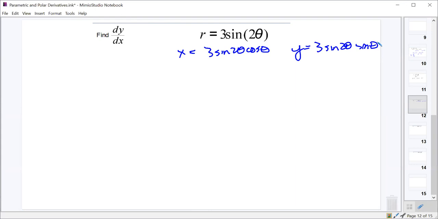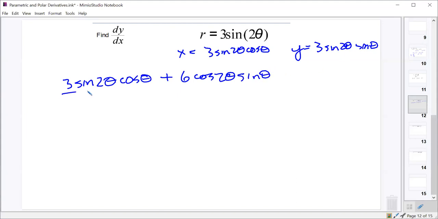Dy dx should be dy d theta over dx d theta, so what's the derivative of y with respect to theta? It should be 3 sine 2 theta times the derivative of sine, which is cosine theta, plus our sine theta times the derivative of 3 sine 2 theta. So the derivative of 3 sine 2 theta is 6 cosine 2 theta times the sine theta. Everybody good with dy d theta?